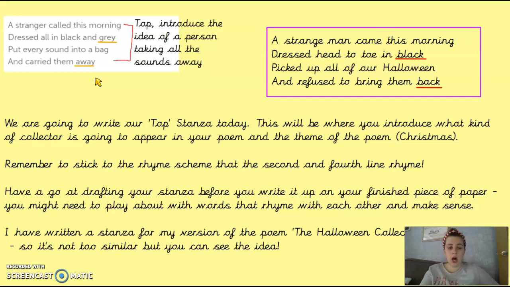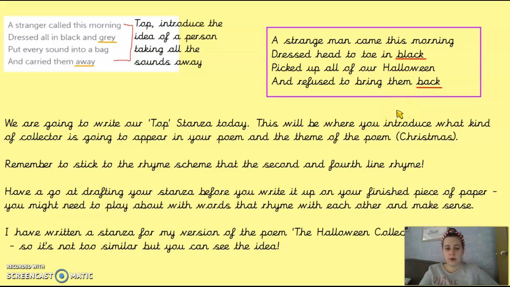Now, to help you out, I have written a stanza here of my own poem called The Halloween Collector. So it's showing you how you can change this poem to your own, but it's not going to be too similar to your poem. Now, Halloween I found pretty tricky because there's not a lot of different things related to Halloween. So hopefully you will find it a little bit easier to do Christmas. So if you are stuck, have a look at the sound collector example and have a look at my Halloween collector example. In my example, I've also underlined the second and fourth lines to show you that they rhyme.